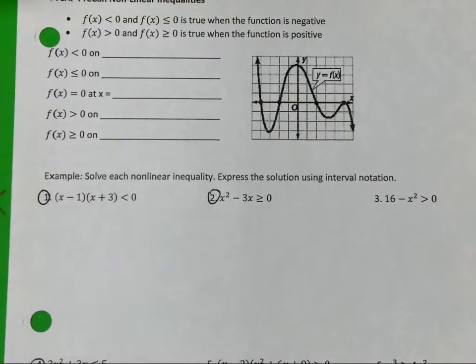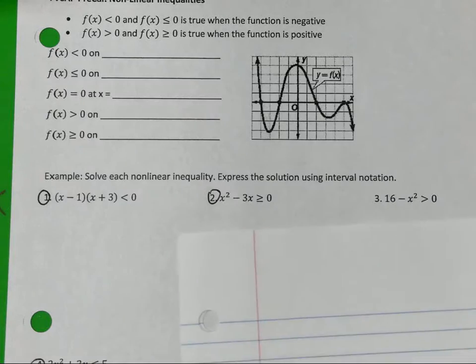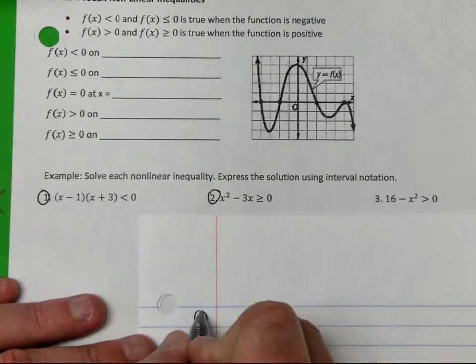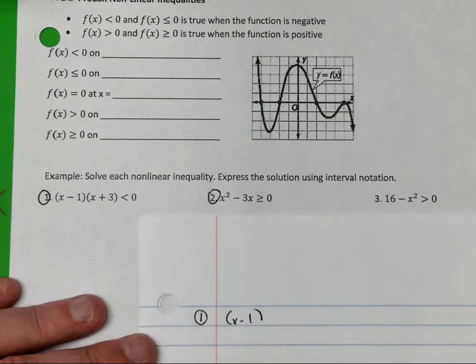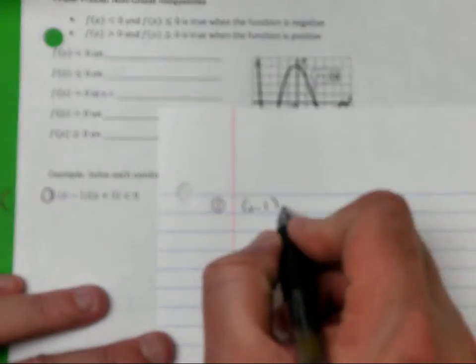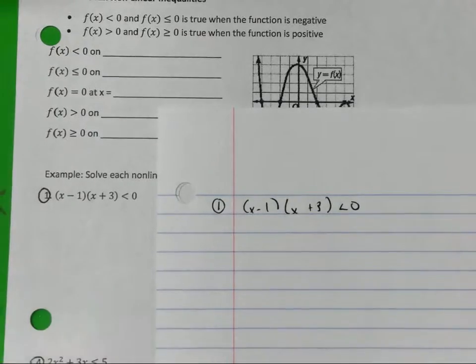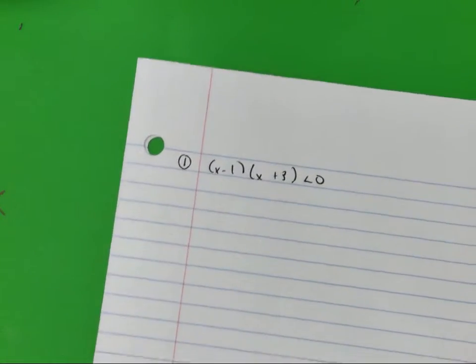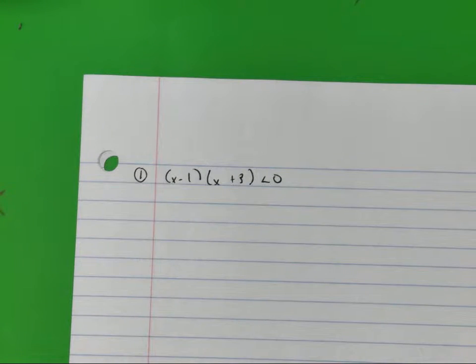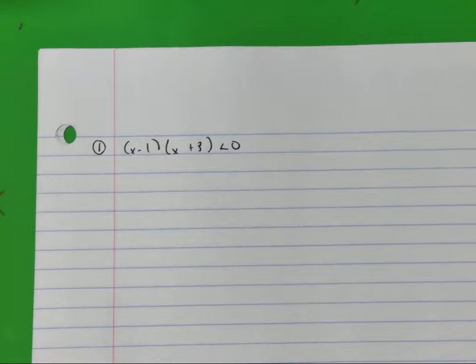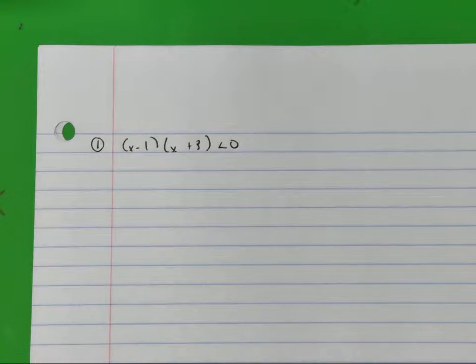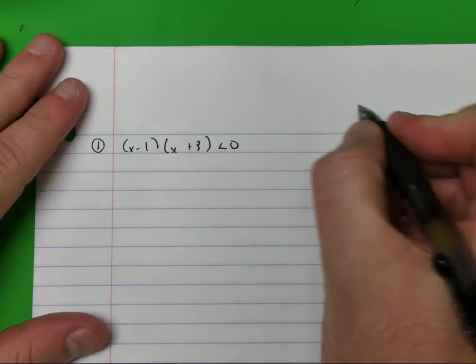So I'm going to start on number 1. We have x minus 1 times x plus 3 less than 0. Okay, so let's talk about this for a minute. If I was to multiply this out, or count the number of x's, there's 2, so that means this is a quadratic inequality. And you solve these differently from linear ones, what you've done in Algebra 1 and Algebra 2. So let's come up with some steps to solving polynomial inequalities.